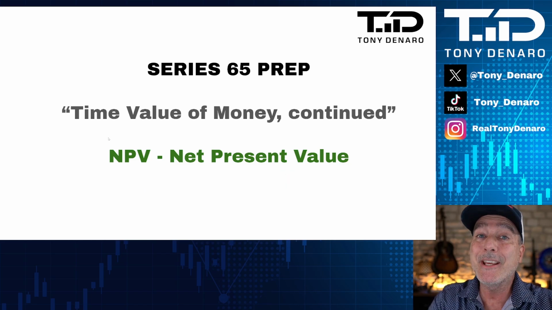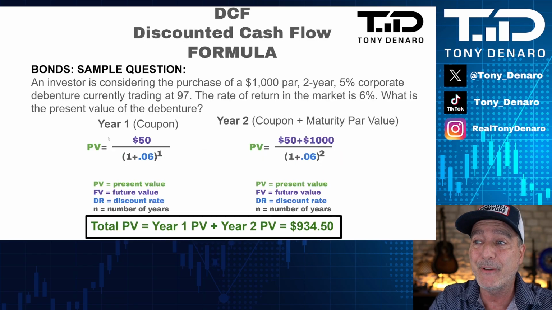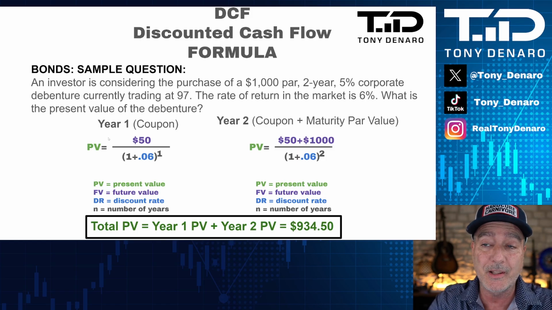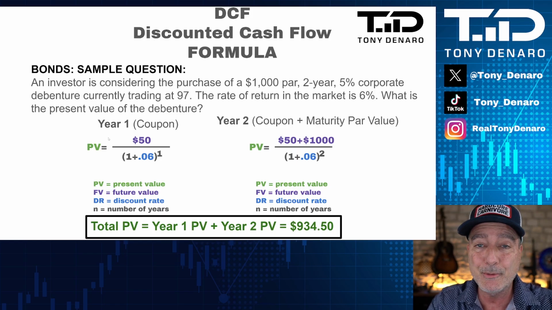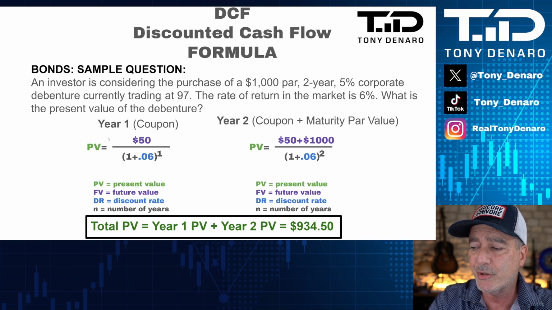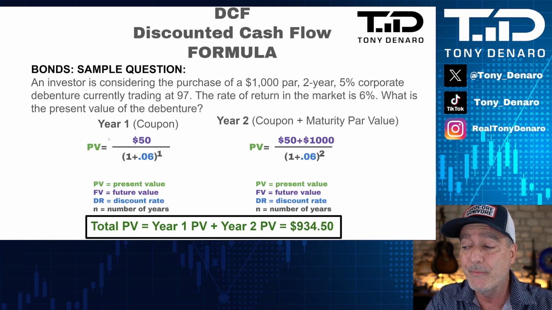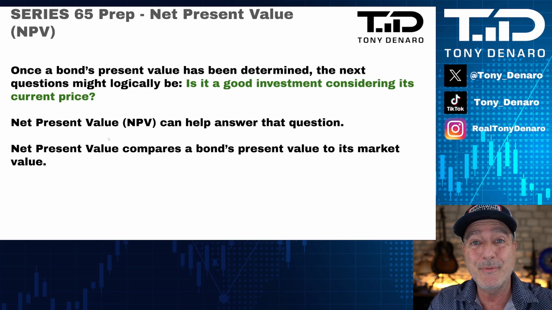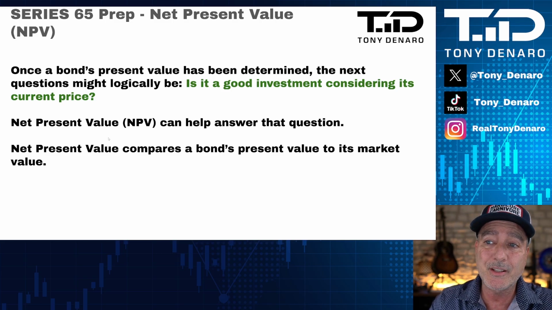Let's begin by talking about net present value, and we're not going to go through this whole thing. This was from the last video on discounted cash flow, calculating a total present value. I just want to focus you on the result at the bottom of the screen. Using this question, we came up with a present value of this corporate debenture of $934.50.